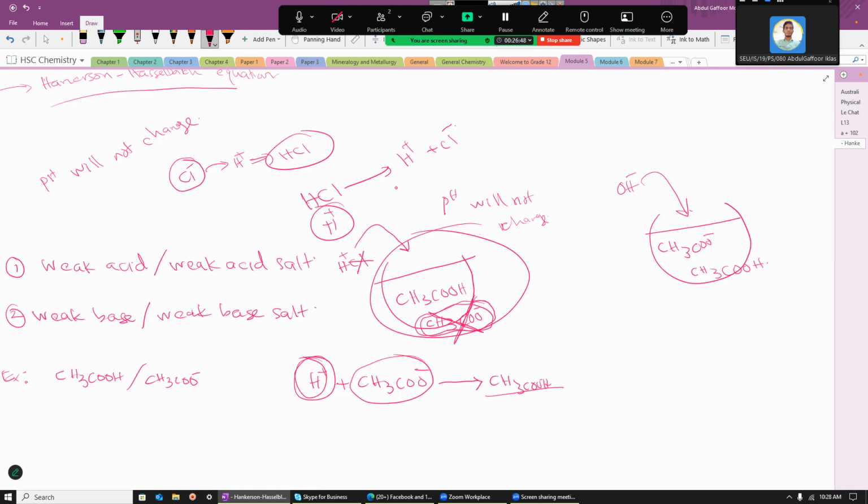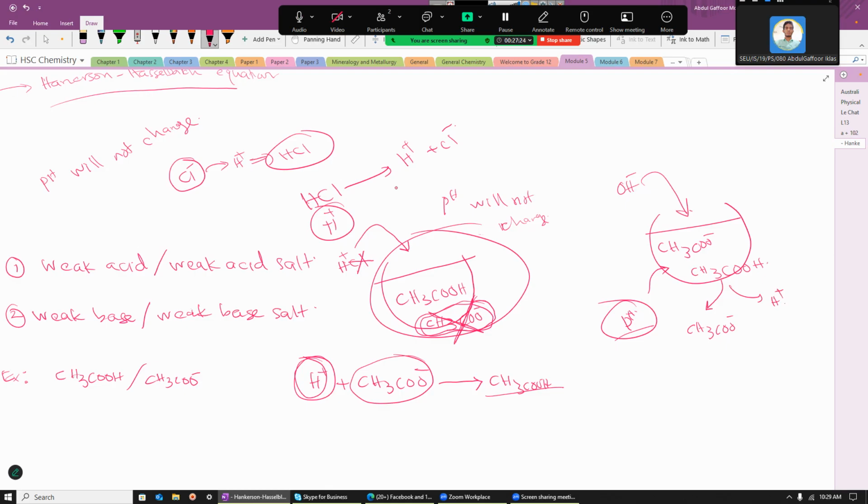In the solution it will have a particular pH. Now we have to check if this pH will change, right? Based on the H plus concentration present in this solution, we have a pH. So if there is any change in the H plus due to our amendment, the pH will change. But here if you are adding OH minus, this CH3COOH will be present as CH3COO minus and H plus, right?